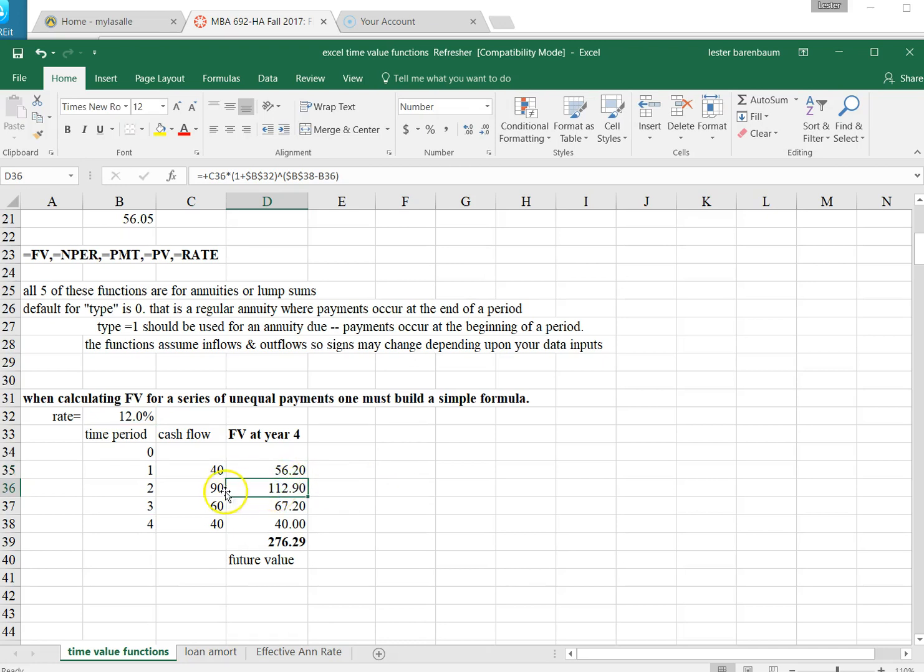The $90 gets compounded at 12% for 2 time periods. B38 less B36, 4 less 2, for a future value of $112.90. The $60 is compounded for 1 time period, and the $40 that occurs at the end of year 4, there's no compounding since the cash flow occurs at the end of the year. The future value is the sum of the cash flows, so the future value is $276.29.